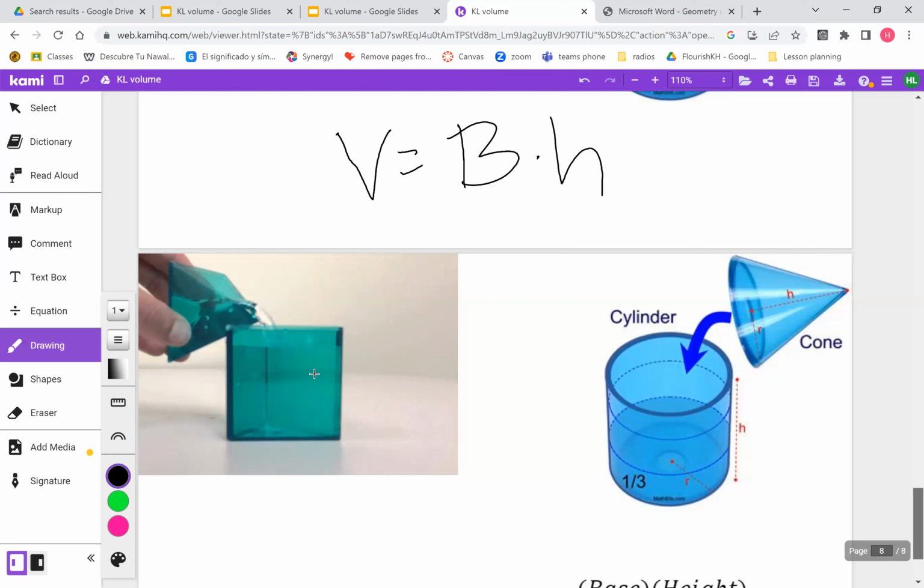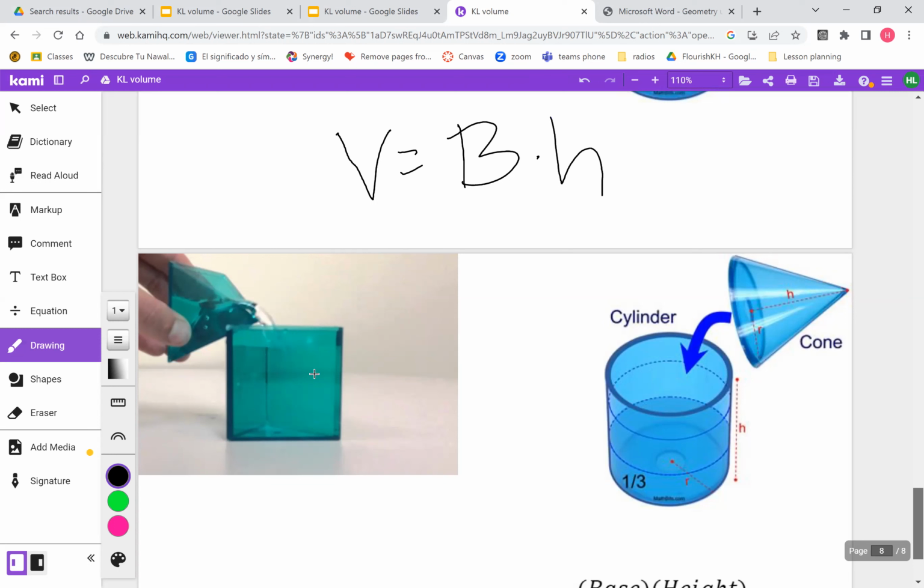Since I'm looking at the space inside, I'm going to measure the space inside with water. I have pictures here of what I did. On the left, I grabbed a pyramid and filled it up. I saw how many pyramids it took for me to fill the prism. And I did the same with the cone. I saw how many cones it took to fill up a cylinder. Interestingly, each time it took me three.